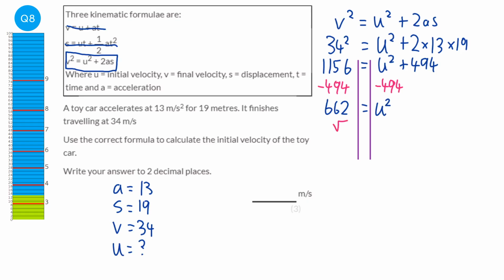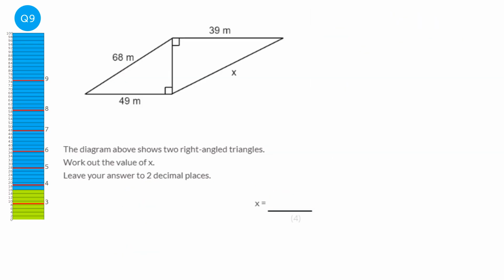Then we're just going to square root both sides. And so square root of that is going to be 25.729 and so on. And it says it wants it to 2 decimal places, so it's going to be 25.73.